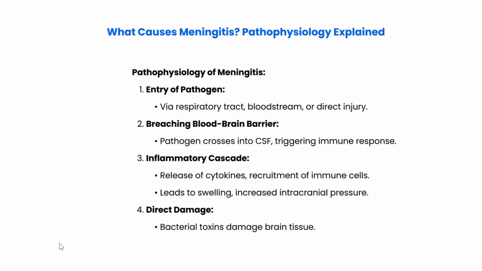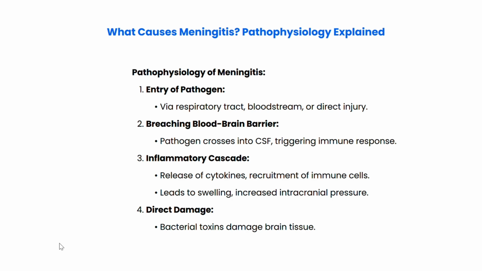Now let's dive deeper into the pathophysiology of meningitis. How does it develop in the body? Understanding this will help you connect the dots between the symptoms and the disease process. When a pathogen like bacteria or virus enters the body, it can breach the protective blood-brain barrier, a system that usually prevents harmful substances from reaching the brain.